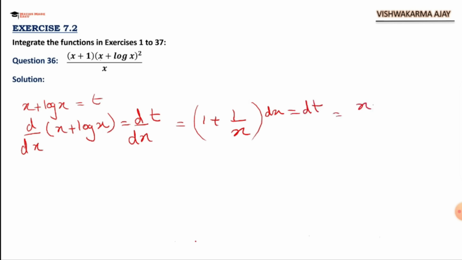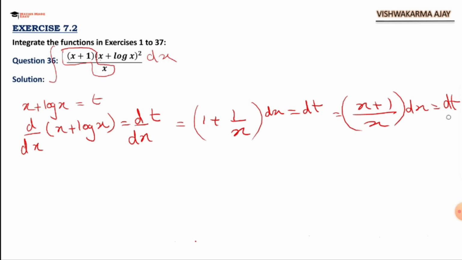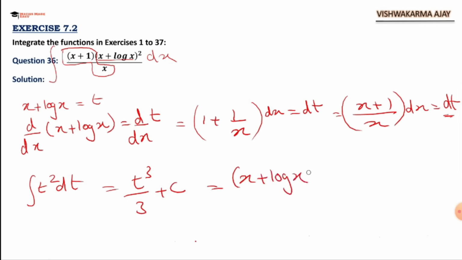It can be written as x plus 1 upon x. Now you can see that x plus 1 upon x dx will be replaced with dt, and we have here t square. So this is t square dt, which gives t cube upon 3 plus c, which is equal to x plus log of x the whole cube divided by 3 plus c. Let's move to the next one.